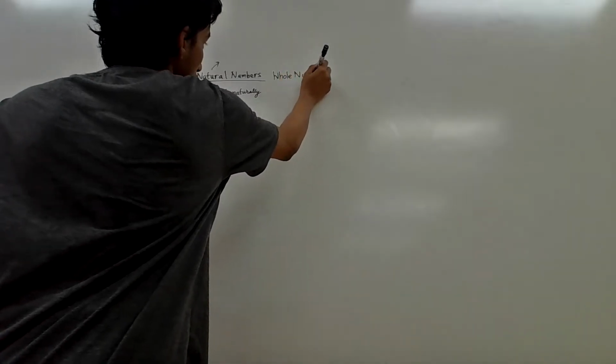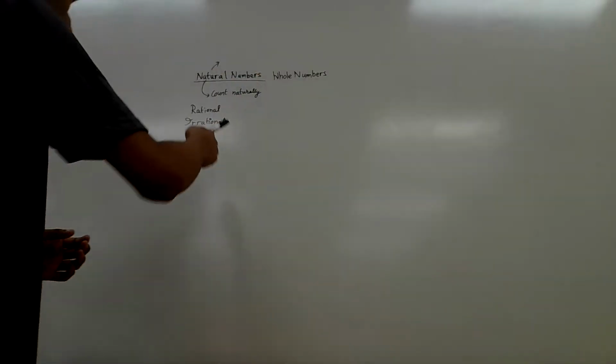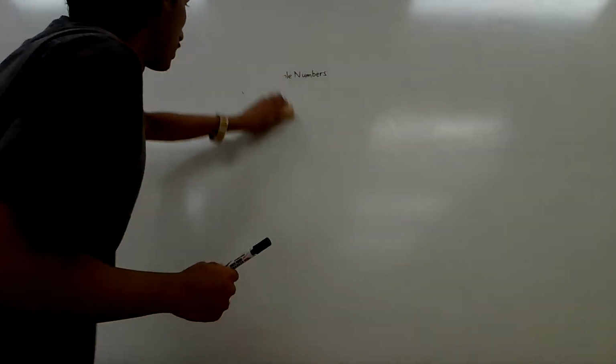So what are natural numbers, what are whole numbers, what are rational and irrational numbers? We'll take a look at them using Venn diagrams. What are Venn diagrams? Venn diagrams are basically circles which map the sequences and domains of various kinds of things.